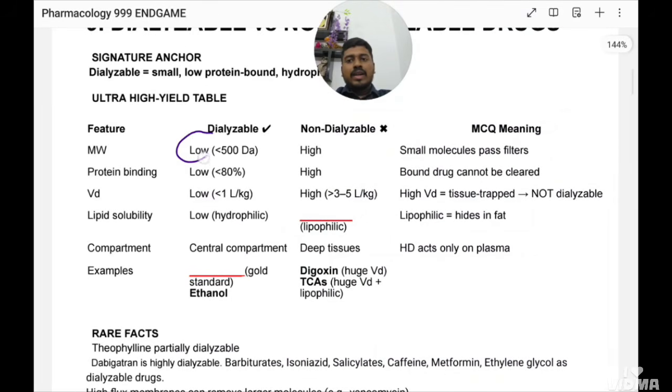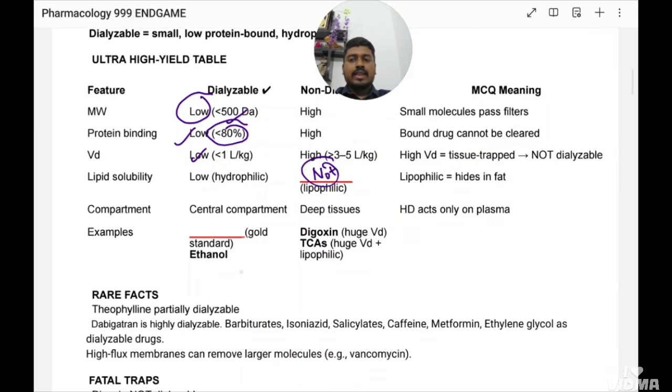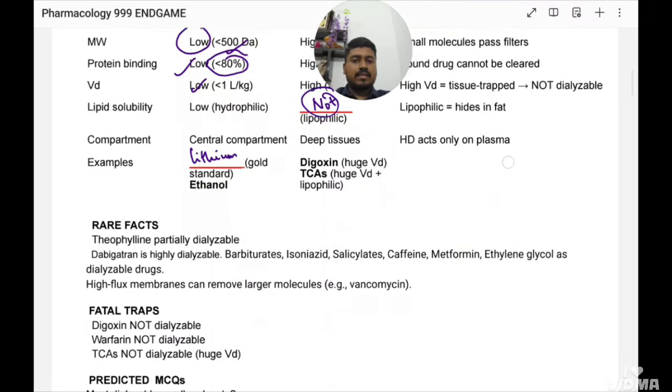Low molecular weight, less than 500 Dalton, are dialyzable. Protein binding less than 80% are dialyzable. Volume of distribution less than 1 liter per kg is dialyzable. Lipid solubility: if it is lipophilic, then it is not dialyzable, it cannot be dialyzed. Next, an example of dialyzable drugs is lithium.